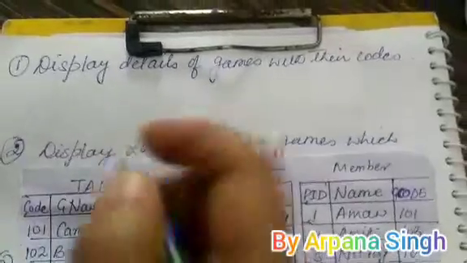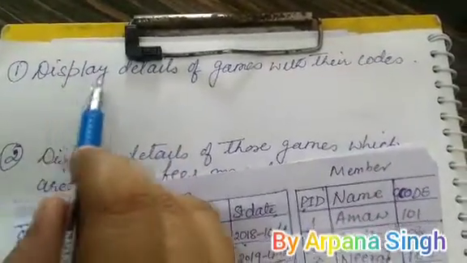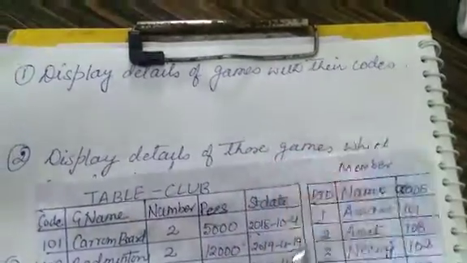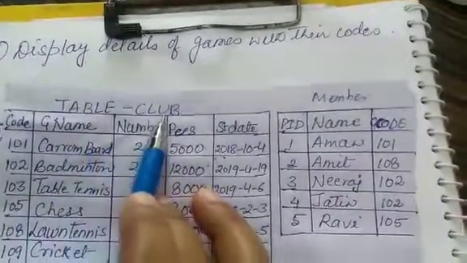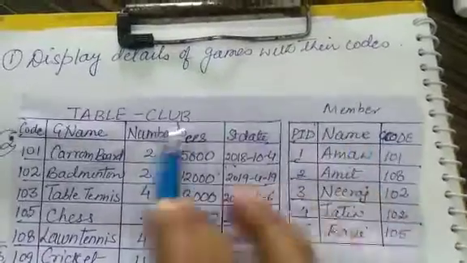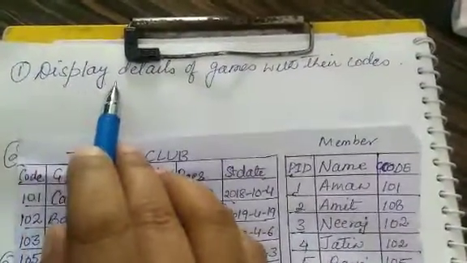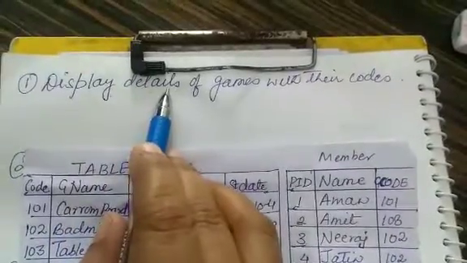I will practice writing SQL queries. The first question is: display details of games with their codes. Now this is the table, club and member. These are two tables, so we have to use these two tables to write the query. Display details. Details means all the details.